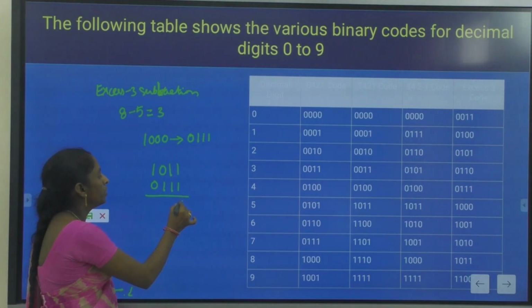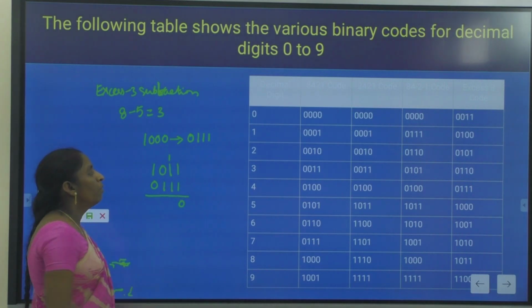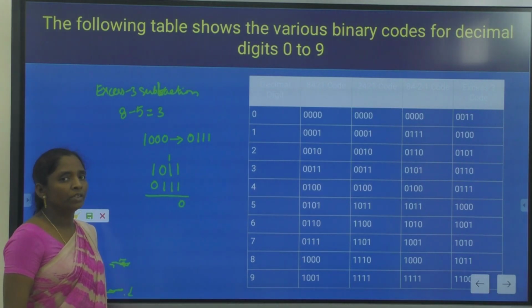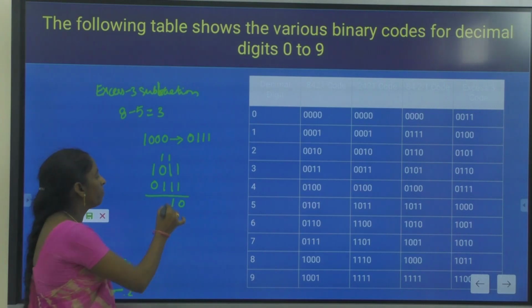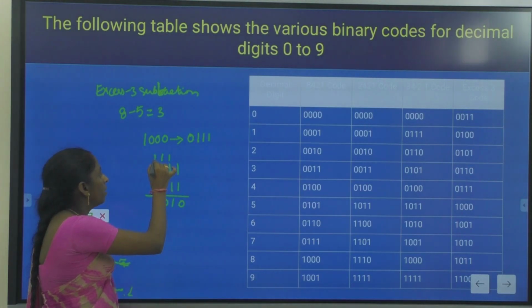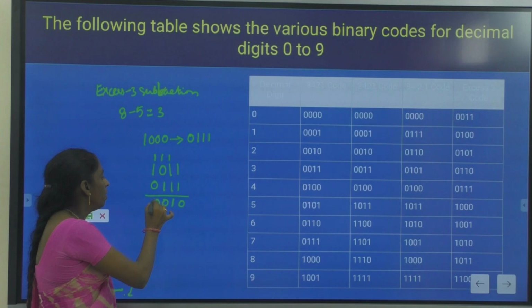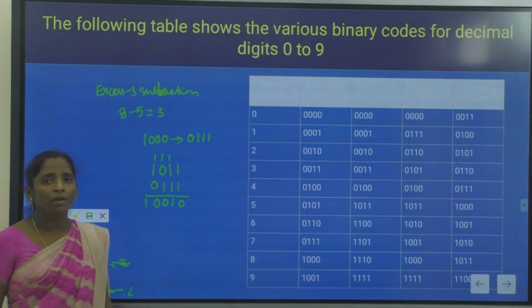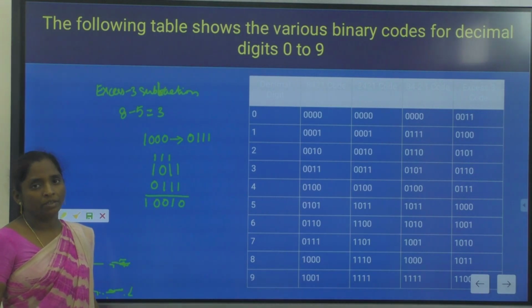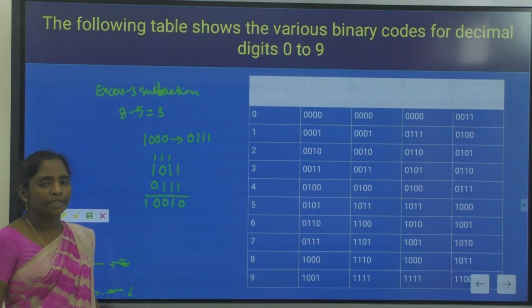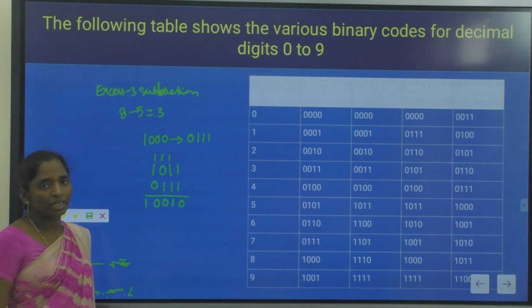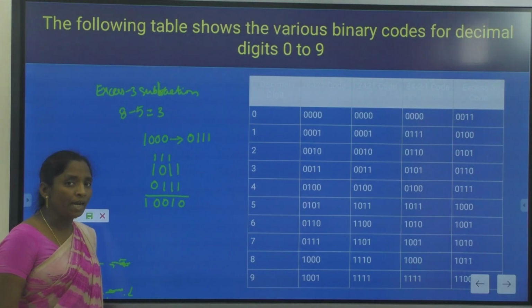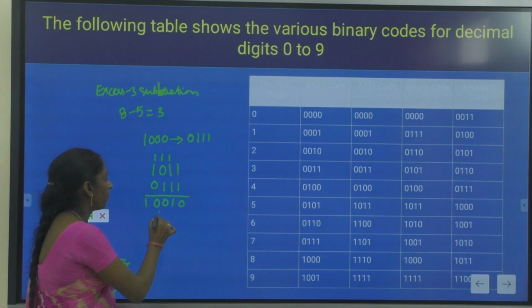1 plus 1, 0 with carry 1. 1 plus 1 plus 1, 3 ones. So sum is 1 and carry is 1. 1 plus 1, 0 with carry 1. 1 plus 1, 0 with carry 1. Here we get the carry. So carry is 1. So the result is positive. If the result is positive, we should add 3 to the result.